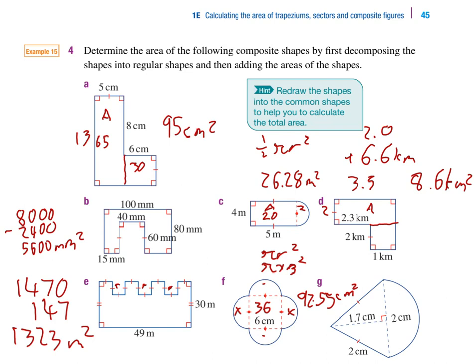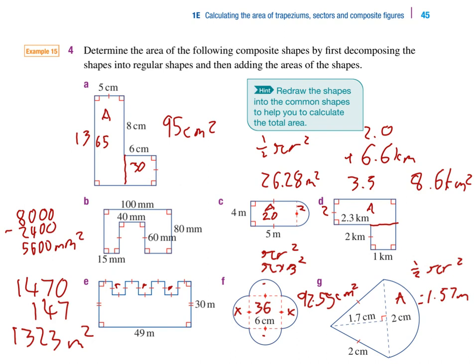Now, last one, G. Again, you've got a couple of different shapes going on. First up, I'm going to do shape A over here, my semicircle. So you're going to do half pi r squared, because it's half a circle. And my radius is going to be 1, because that's the diameter, which is 2 from one side to the other. So it's just going to be half times pi times 1 squared, which is just going to be half times pi, and you're going to get 1.57 meters squared for that shape.